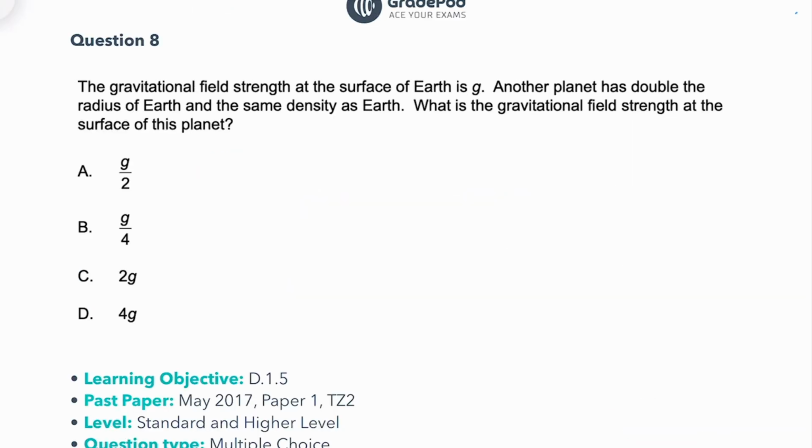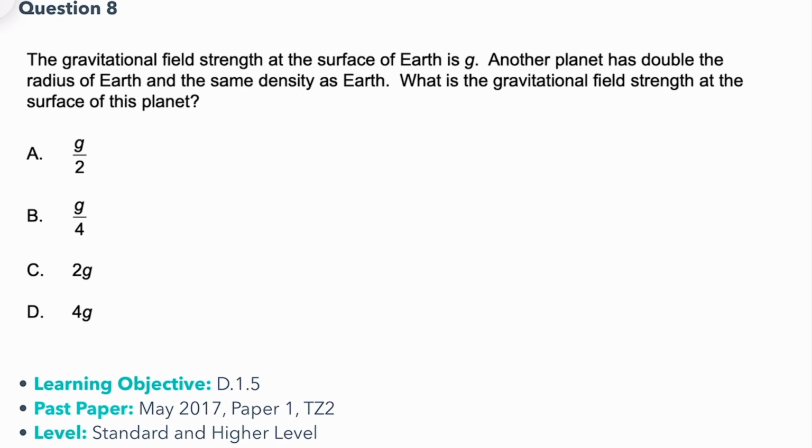Question 8. The gravitational field strength at the surface of Earth is g. Another planet has double the radius of the Earth and the same density as Earth. What is the gravitational field strength at the surface of this planet? Another little diagram coming on.